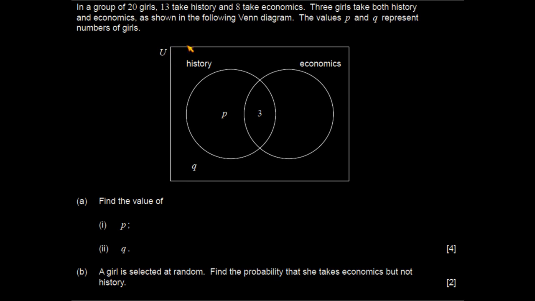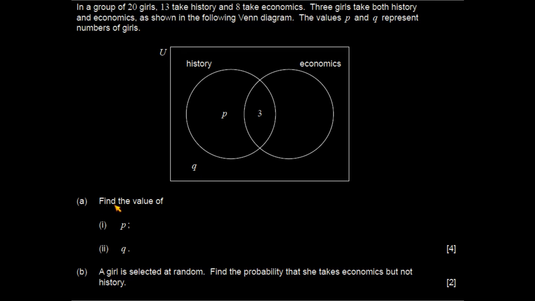Here we've got the universal set, which is the box. So all of the 20 girls would have to be placed inside this box. Then it says 13 take history. History is represented by this circle here. So within this circle there must be 13. And then it says 8 take economics. So within this circle there should be a total of 8. Then anybody else will have to be outside here.